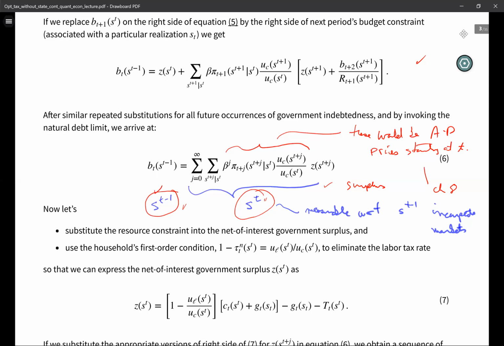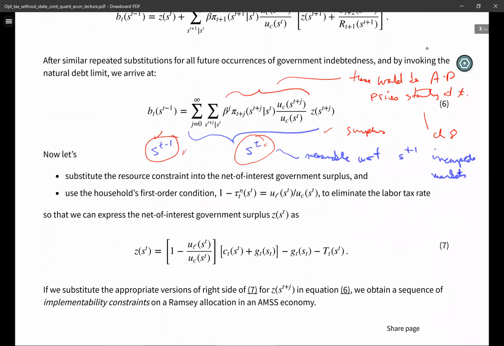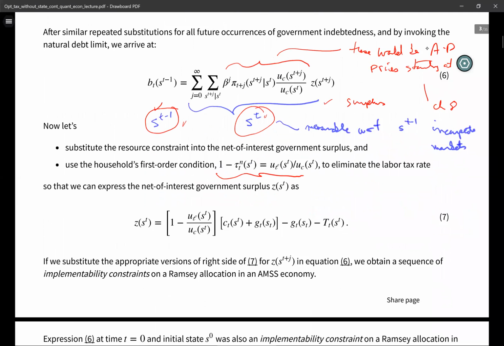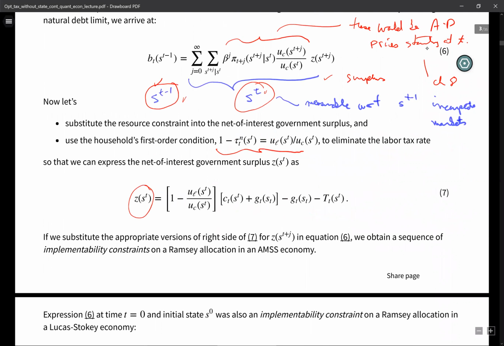Okay, so now we're going to follow some additional steps that we always do with a Ramsey problem. In particular, we're going to substitute the resource constraint into the net of interest government budget surplus. And we're going to use the household's first order condition to eliminate the labor tax rate. And we're going to re-express the government net of interest surplus entirely in terms of the allocation and stuff that's exogenous, except for this possible lump sum tax sequence.